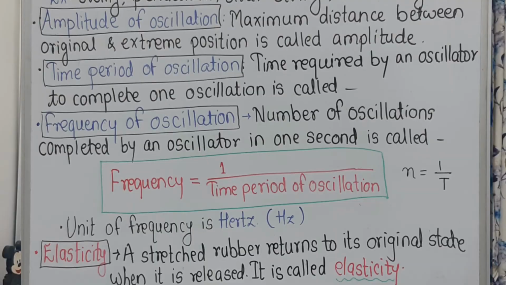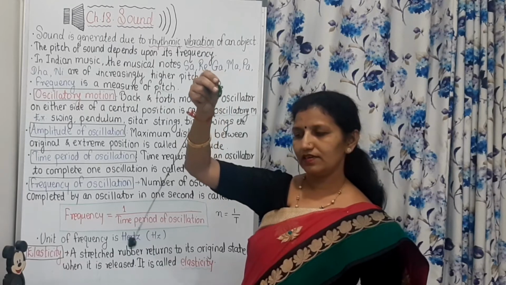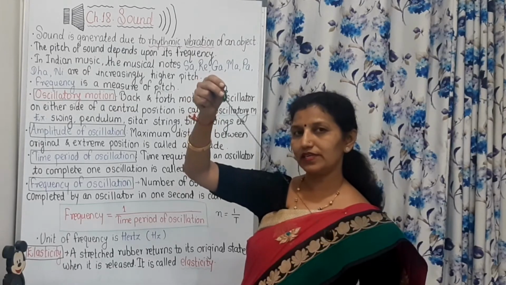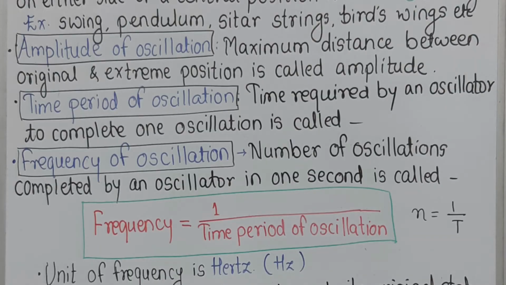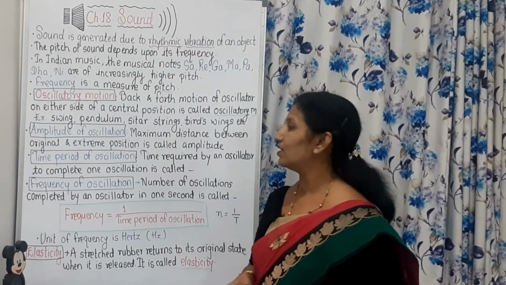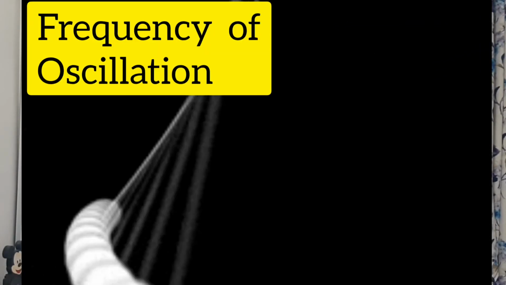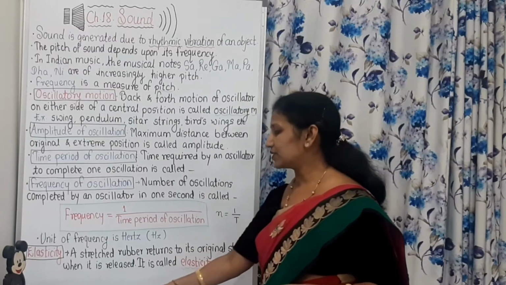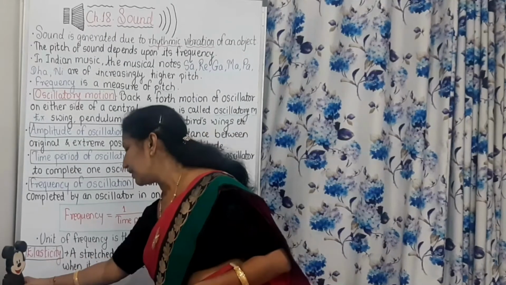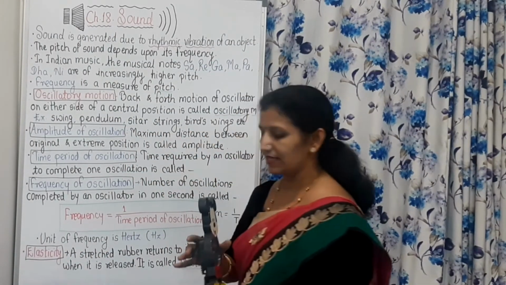Then, time period of oscillation. Time required by an oscillator to complete one oscillation. See, time required by an oscillator to complete one oscillation is called time period of oscillation. Then frequency of oscillation. Number of oscillations completed by an oscillator in 1 second.